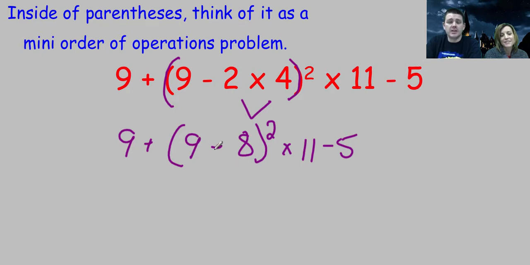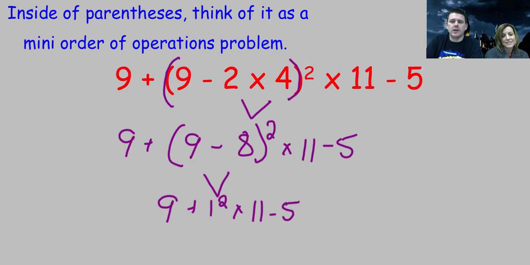Now we finish inside the parentheses. So we do all of the parentheses before we move on. 9 minus 8 is 1. That exponent now gets tacked on to whatever came out of the parentheses. So I'm going to add that little exponent up there.